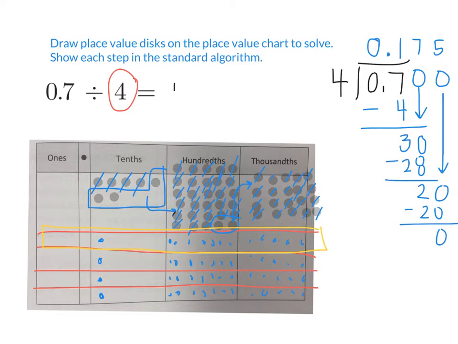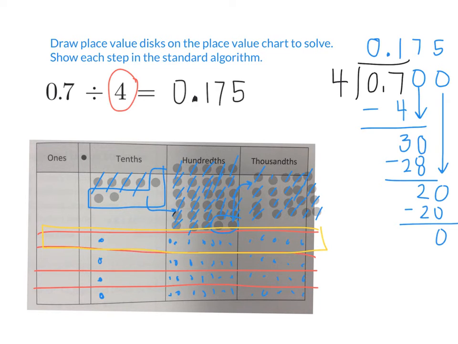In standard form, we could write 0.175. How do I say 0.175 in word form? 0 and 175 thousandths. Great. How could I say that using unit form? Jonah? 175 thousandths. Good.